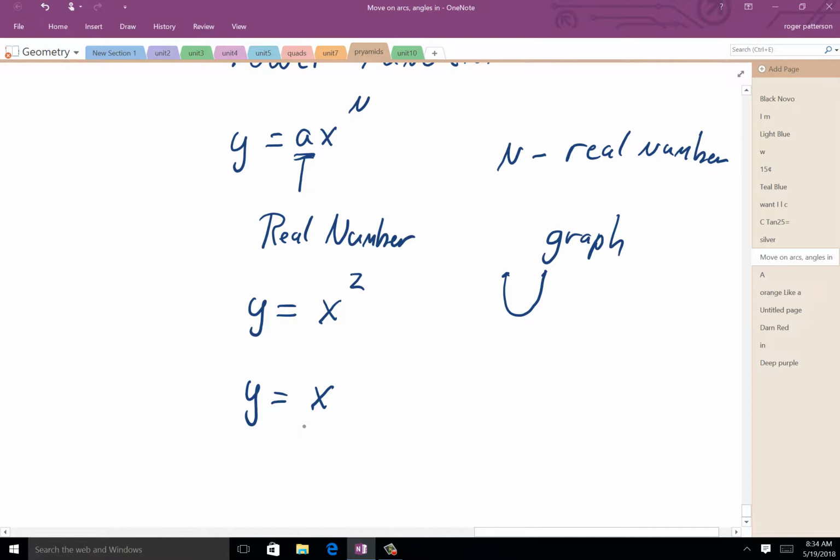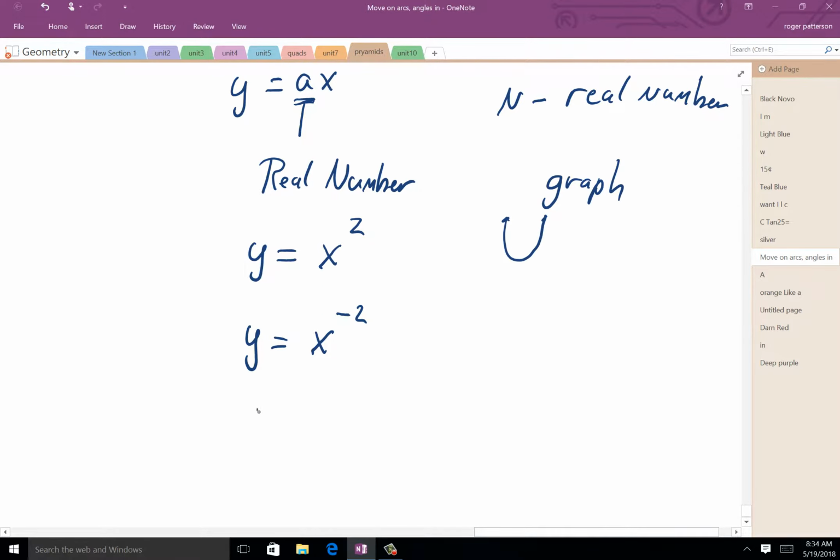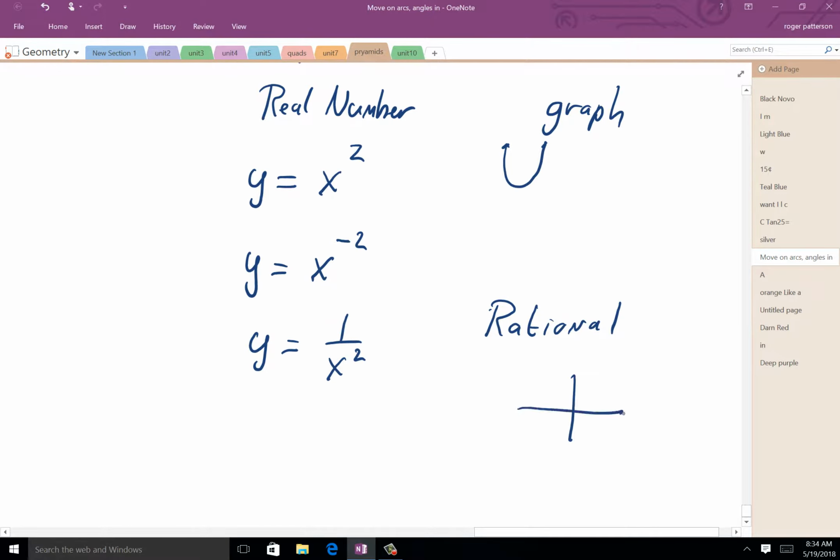So there's a 2. We can put 3, 4, 5, whatever you want there. If we put a negative 2, okay, then that becomes y equals 1 over x squared, like that, which you might recall is actually a rational. I don't think we've graphed anything like this, but this has an asymptote at 0, but it's always positive. So it sort of looks like that as a graph.